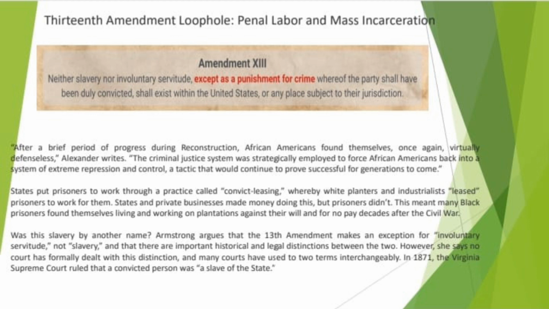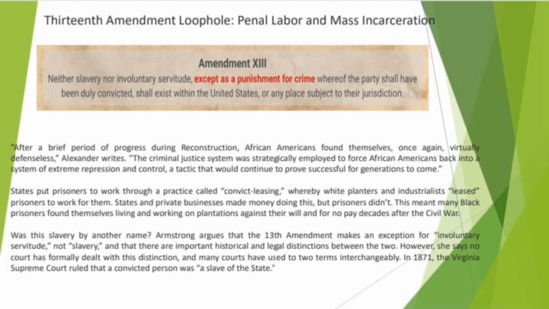States put prisoners to work through a practice called convict leasing, whereby white planters and industrialists leased prisoners to work for them. States and private businesses made money doing this, but prisoners didn't. This meant many black prisoners found themselves living and working on plantations against their will and for no pay decades after the Civil War. Was this slavery by another name?